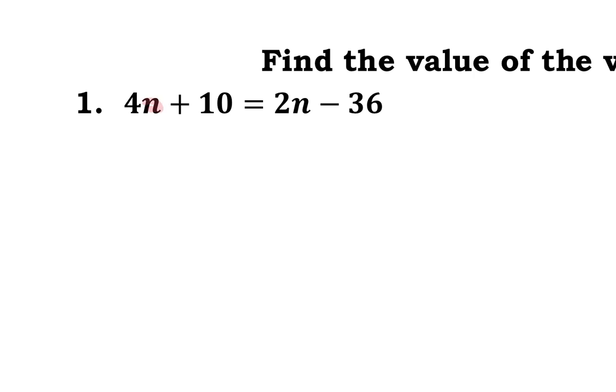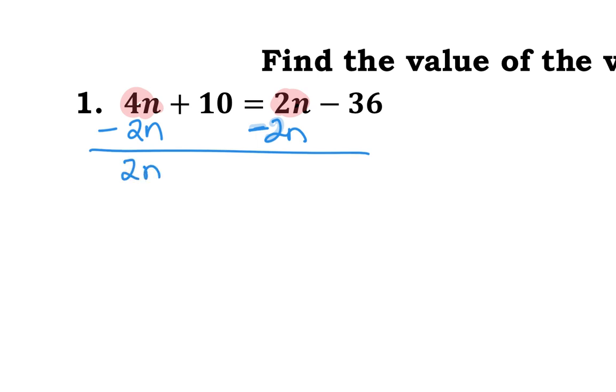Okay, if I highlight 4n and 2n, do I want to add the 4n or add the 2n? What do I want to move over? Subtract the 2n. So let's subtract 2n on both sides. And what's 4n minus 2n? This would be positive 2n. Positive 2n, good. Plus 10 equals negative 36.